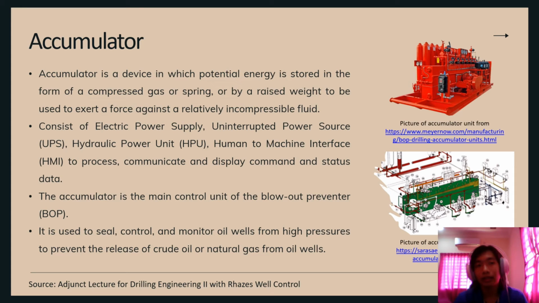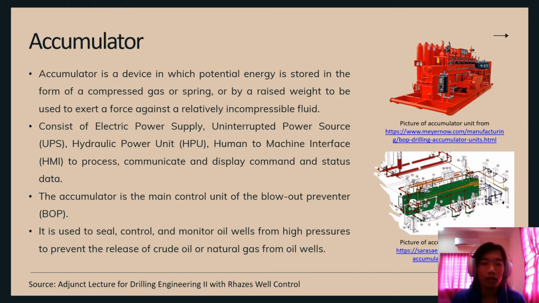Now the second main well control equipment is the accumulator. The accumulator is a device in which potential energy is stored in the form of compressed gas or spring. Now this energy is used to exert force against relatively incompressible fluids. Now in the picture beside here, we can see that this is the accumulator unit. Now the accumulator unit consists of an electrical power supply, uninterrupted power source, hydraulic power unit, and human-to-machine interface. Now this is to process, communicate, and display the command and status data.